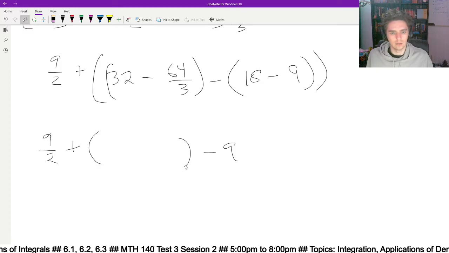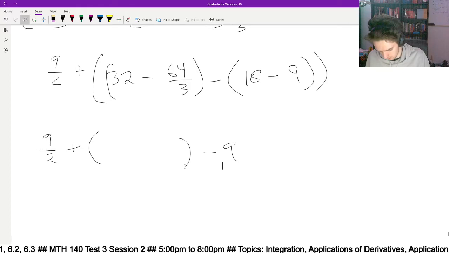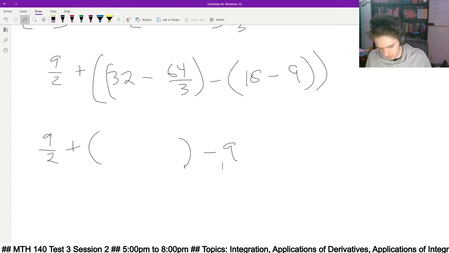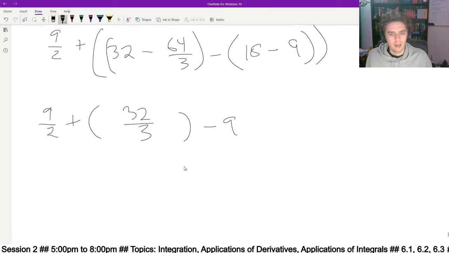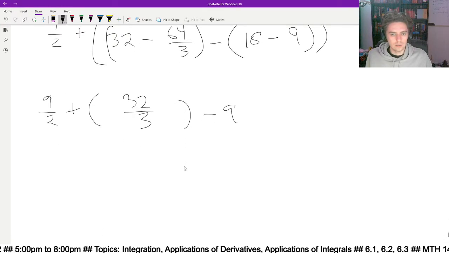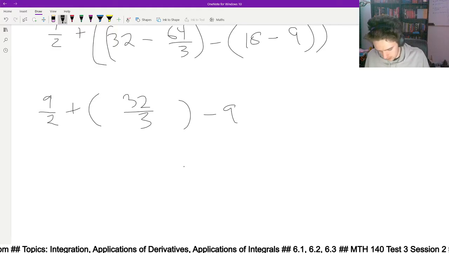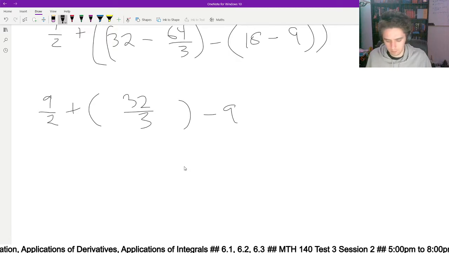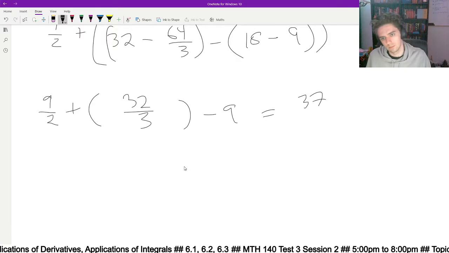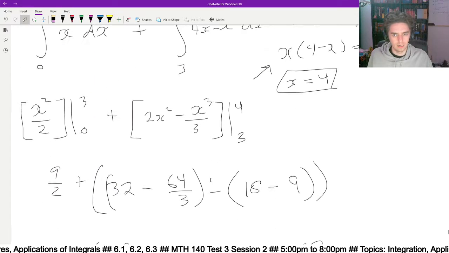And then now this thing, 32 minus 64 over 3 is 32 over 3. And so now I can just add all these together. So that plus 9 halves minus 9, I got 37 over 6, which is the answer. There you go. And there's that.